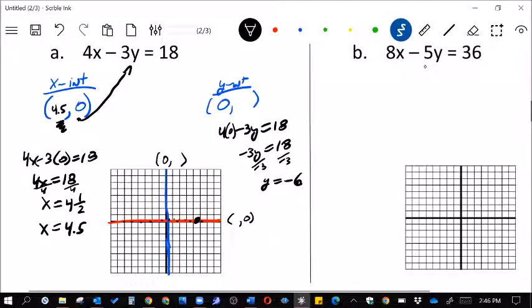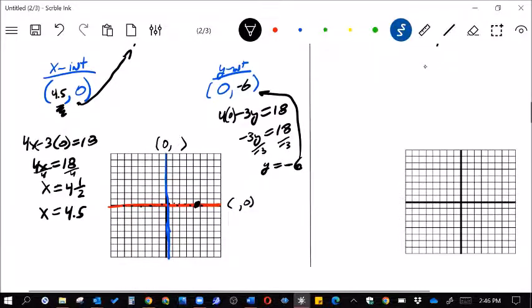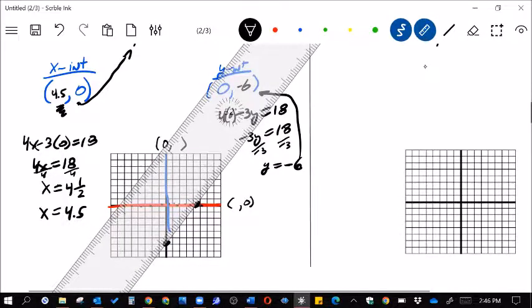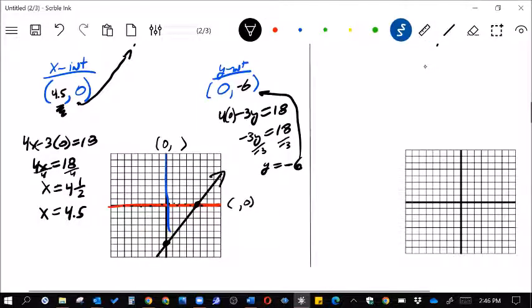Okay, so that means that number would go here. And we can graph it 3, 4, 5, 6. And that allows us now to make a line through them. And we have successfully graphed that line. But it required finding the x-intercept and the y-intercept.